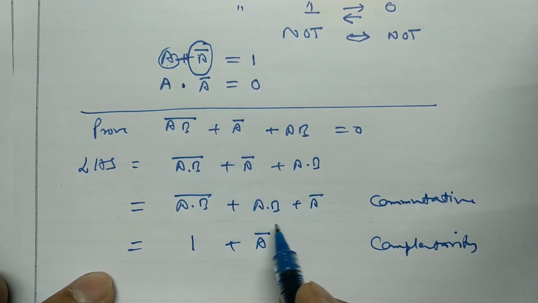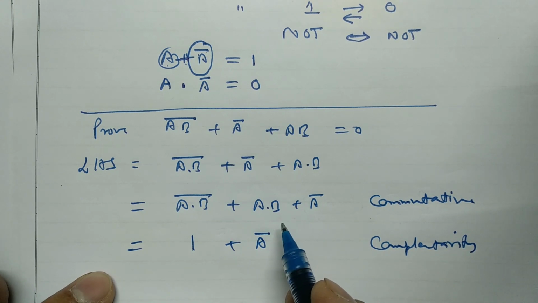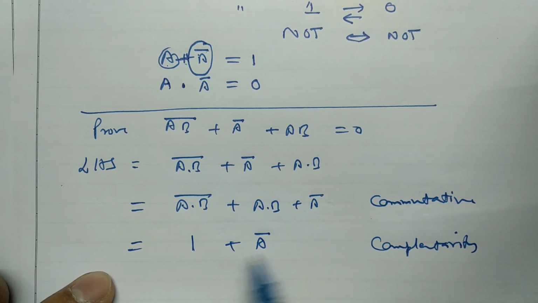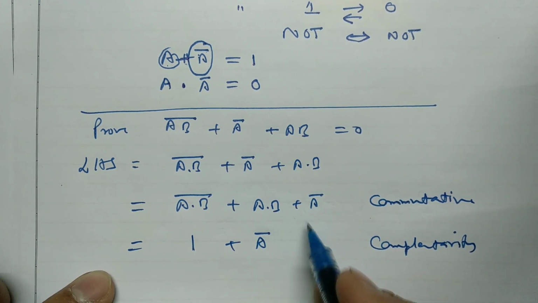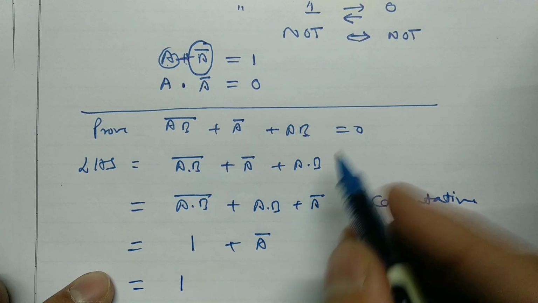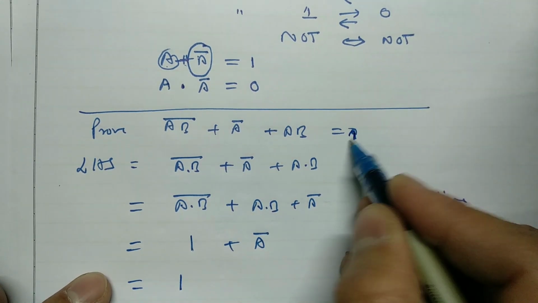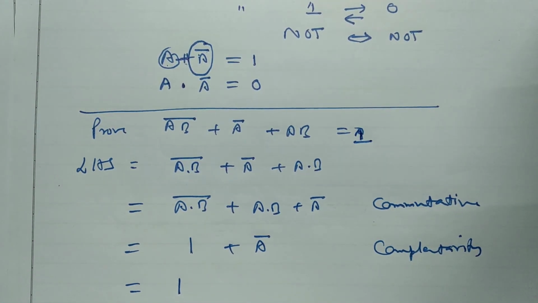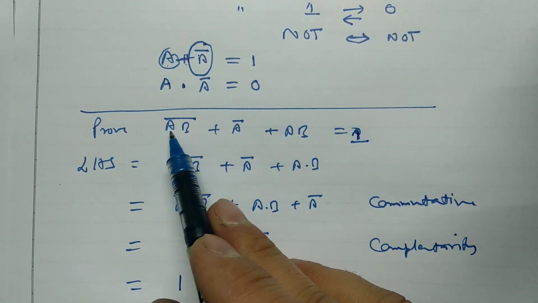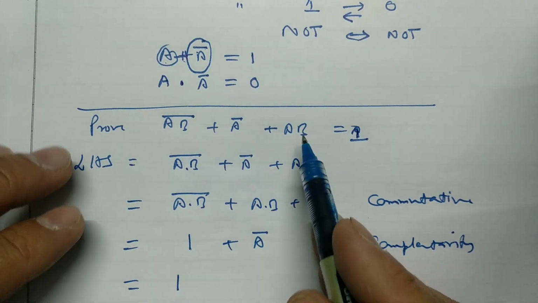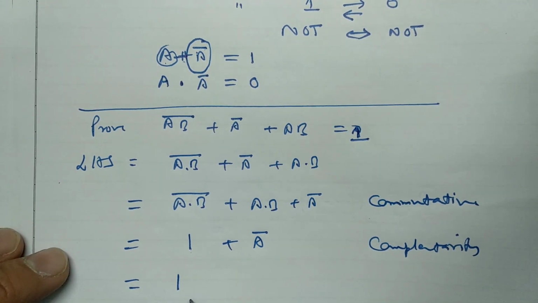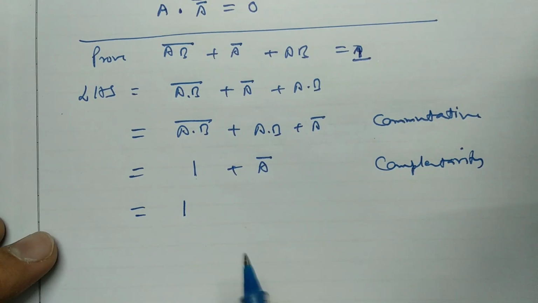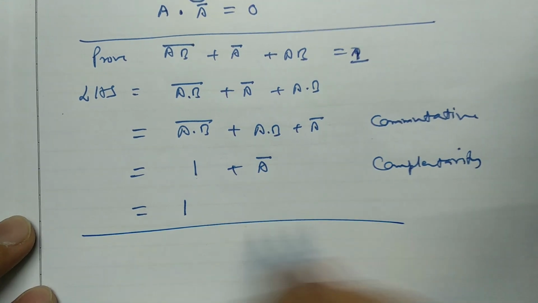So A or A naught is 1. This is by mistake, it's not 0, it is 1. So AB or AB naught is the complement, the opposite of this, that gives you 1, or A naught is 1. Right? Now you can see another one.